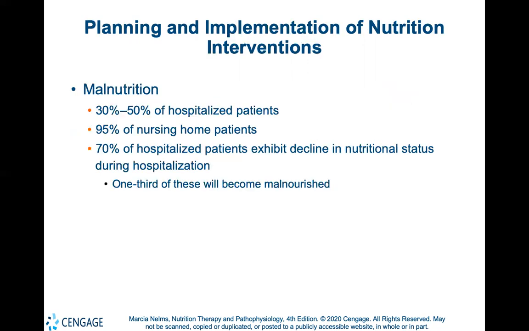With increased focus on the issues of overweight, obesity, and chronic disease in healthcare, it is important not to lose sight of the fact that insufficient food intake and the resulting protein energy malnutrition are of significant concern. As many as 30 to 50% of hospitalized patients and up to 95% of nursing home patients exhibit some signs of malnutrition. Almost 70% of hospitalized patients will exhibit a decline in nutritional status during hospitalization, and up to one-third of these patients will become malnourished.